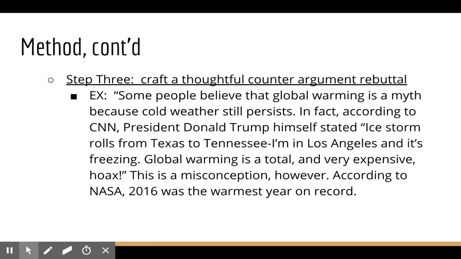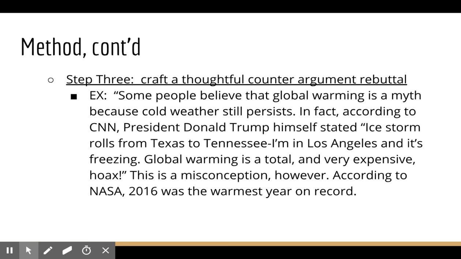Finally, when you have your ideas, you want to craft a thoughtful counter-argument rebuttal. On the topic of global warming, one main point of people who believe global warming is a hoax is that because we have cold weather and snow and ice in certain parts of the world, global warming is not happening. So, in this example, the writer is countering that argument.